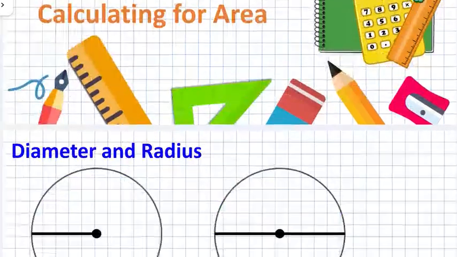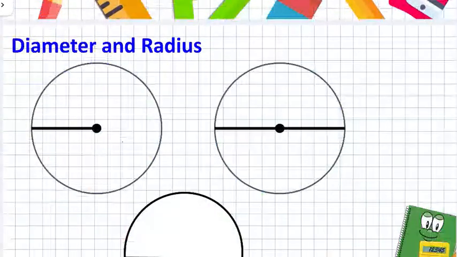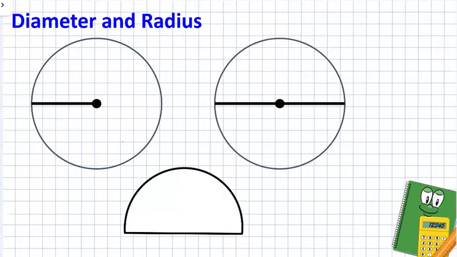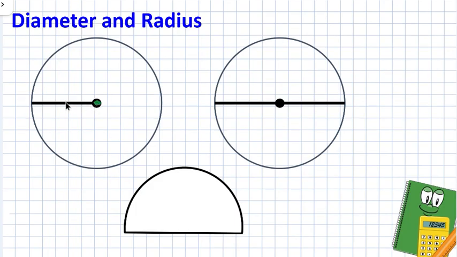So before we begin calculating the area of a circle, let's take a look at some important parts of a circle. We'll start with the radius and the diameter. The radius is a straight line between the center of the circle, this center, to any point of a circle. So that is what the radius is.